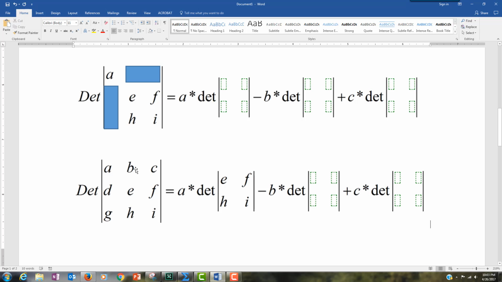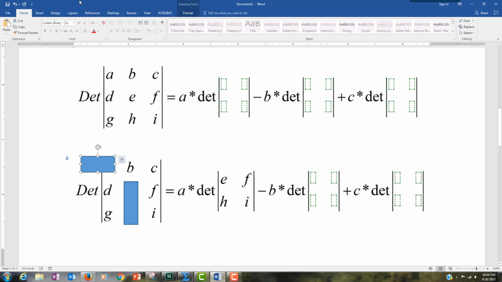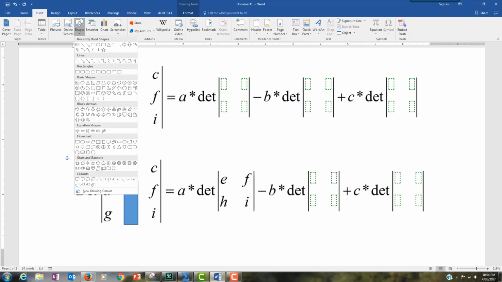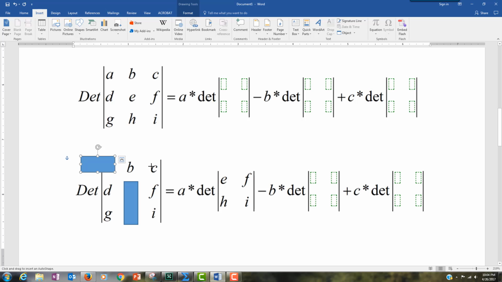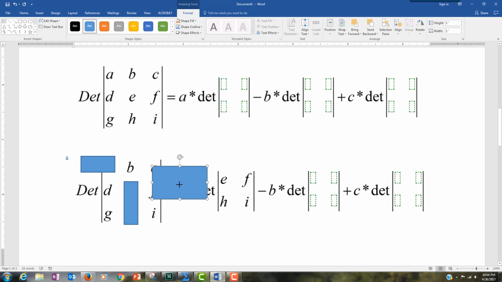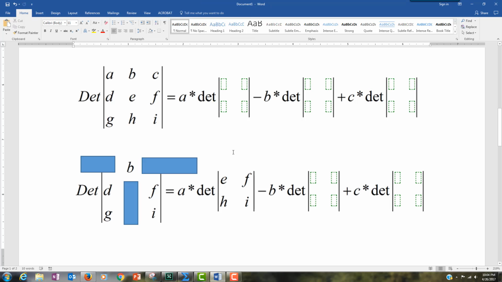Then we start off with A, and we go to B, and with B we alternate signs. So A has a plus, B has a minus, and C is going to have a plus when we finally get to it. Let me cover up the stuff associated with B. Once I cover up the row and column associated with B, I'm left with the other set of numbers, D, G, F, I.